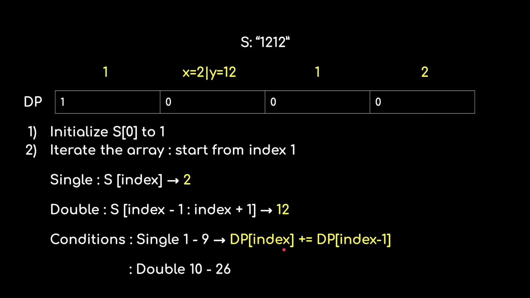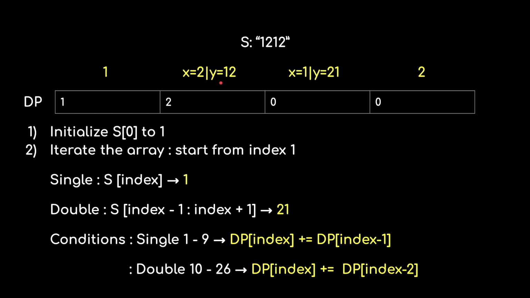So in my DP array, at the current index, I will add the value of index minus 1 for the single digit. And for the double digit, I have added the value of index minus 2. But since we are currently at index 1, in this case we can simply add a 1. So now the current value at my index 1 becomes 2, plus 1 for x and plus 1 for y. And now we move further.